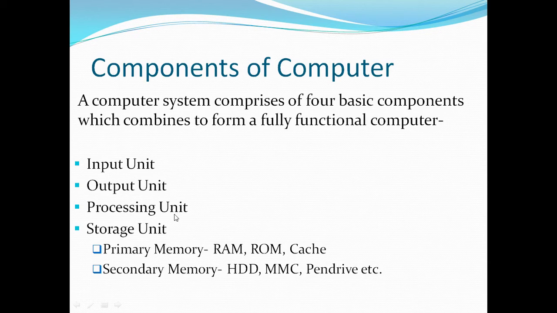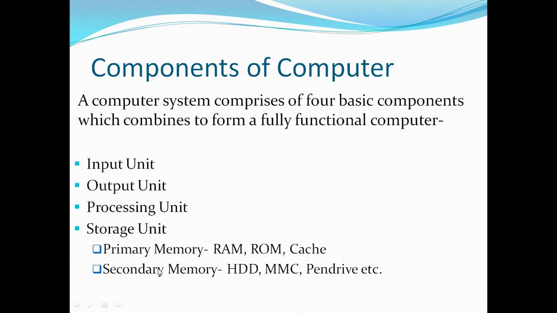The processing unit includes the arithmetic logical unit, that is ALU. It includes the CU also, the control unit. And the last one is the storage unit. It is the memory. We have two types of memory, the primary memory and secondary memory. We also have cache and registers, which we are going to discuss here.